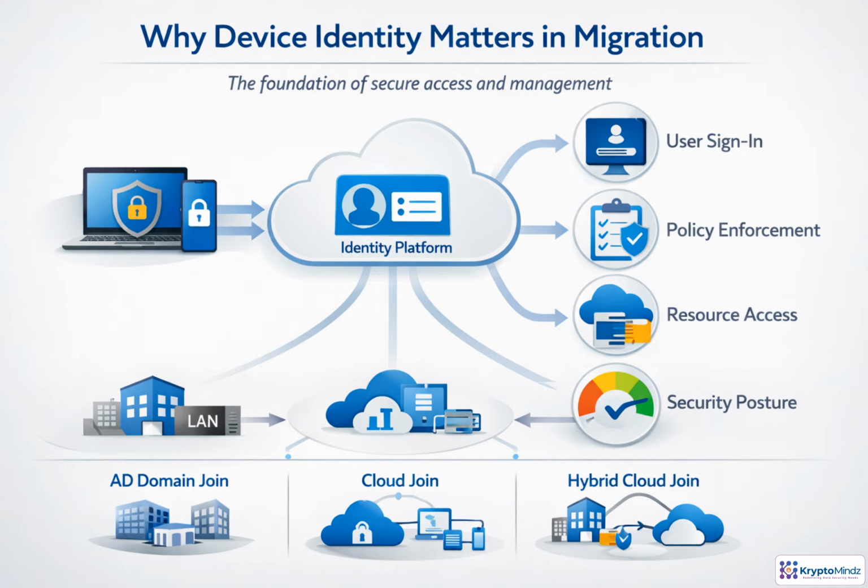Device identity is the trust relationship that tells the identity platform, I know this device and I know its state. That signal influences sign-in, policy enforcement, resource access, and security posture. In traditional AD domain join, the trust model was built for LAN-centric environments. Microsoft Entra join moves it to cloud-first management and remote work. Hybrid join sits between the two, preserving AD dependencies while adding cloud identity and conditional access controls.